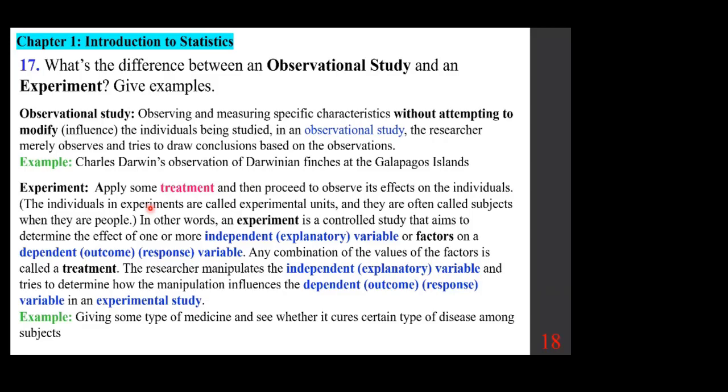It may even be that you're comparing low dosage versus high dosage versus no dosage. It could be more than just two groups. But the idea is that you are making some changes, and that is the idea behind the experiment.